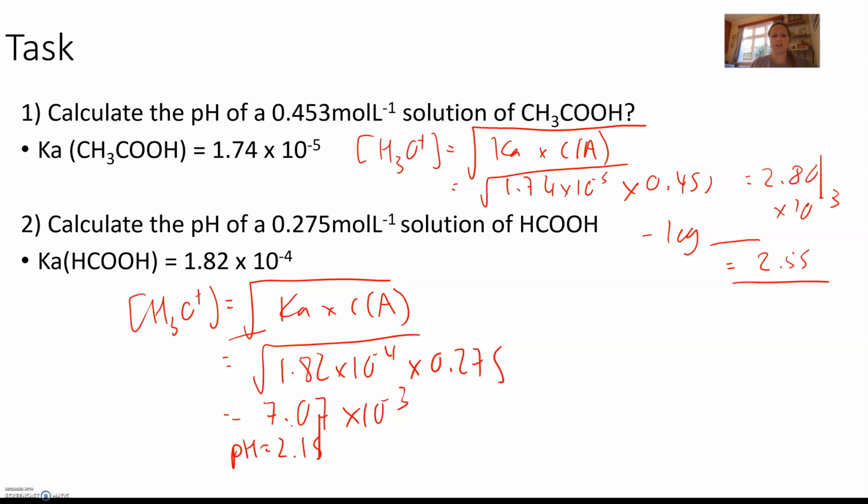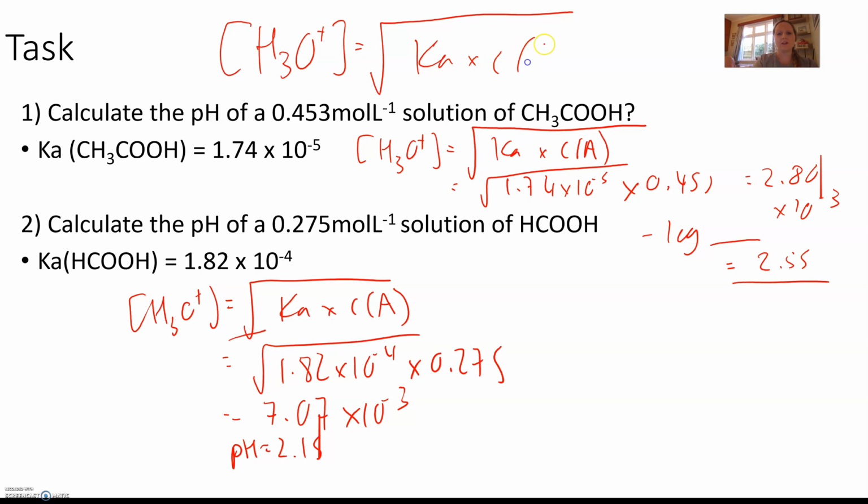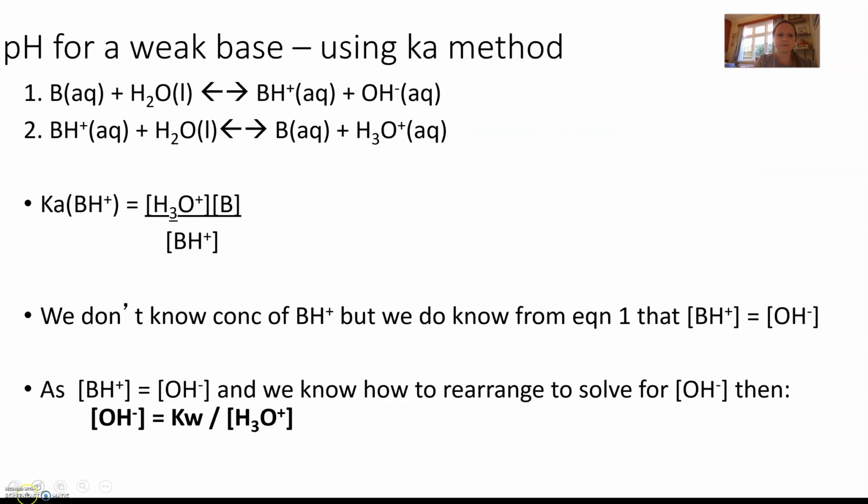If you've got any questions, let me know, but that's essentially how you calculate the pH of a weak acid. The key thing is that the expression you really need to be able to get to is that H3O plus equals the square root of your Ka times the concentration of your acid. If you can remember that, happy days. So how do you calculate the pH for a weak base?